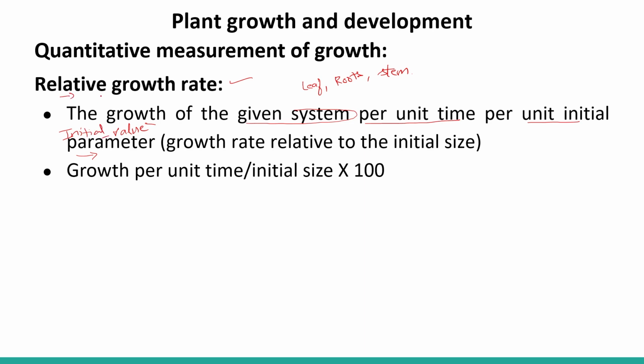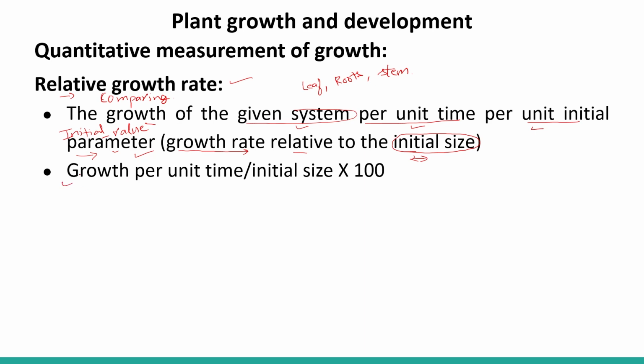Whenever we talk about relative, we are comparing it with something. There is a comparison, so we are comparing it with the initial value. That's why relative growth rate is defined as the growth of the given system per unit time per unit initial parameter. Or you can say simply that it is the growth rate relative to the initial size. We have to consider the initial value always during relative growth rate.